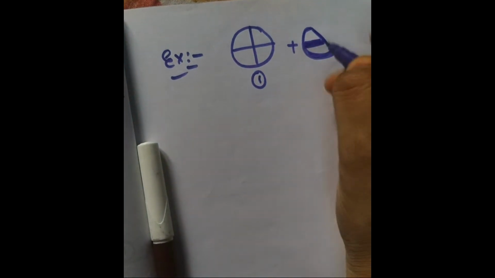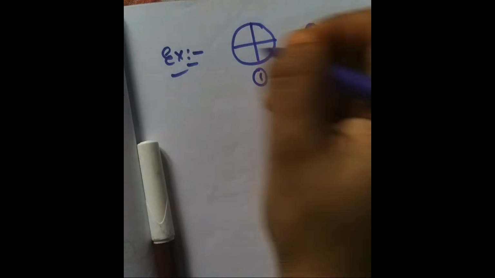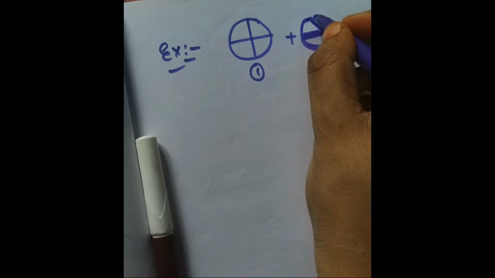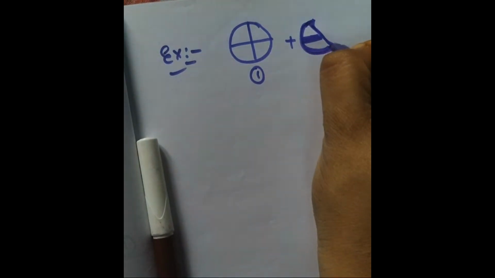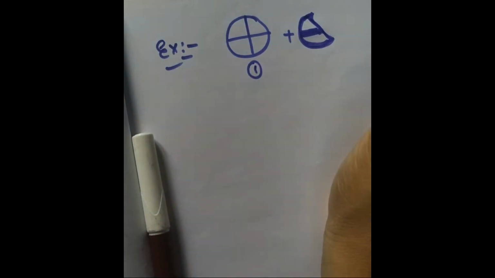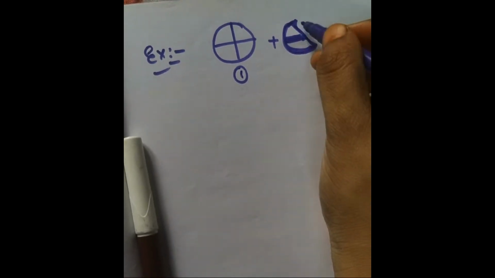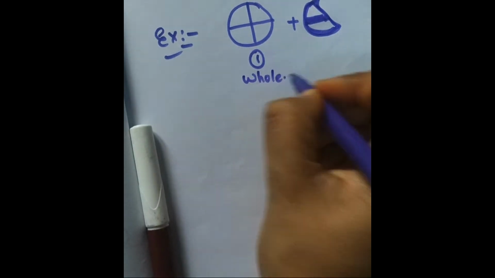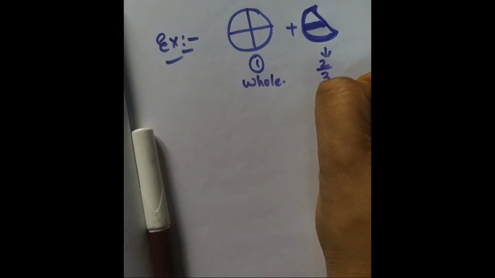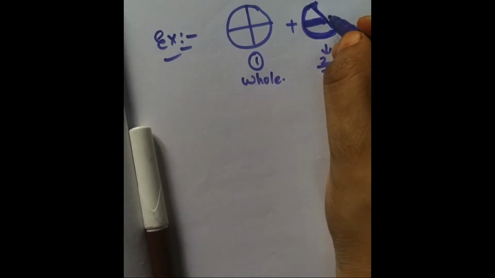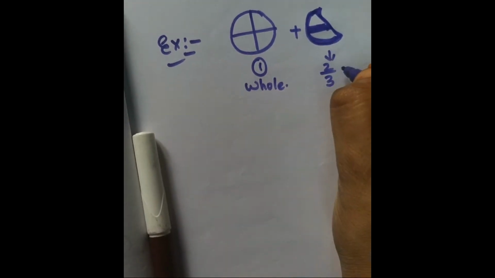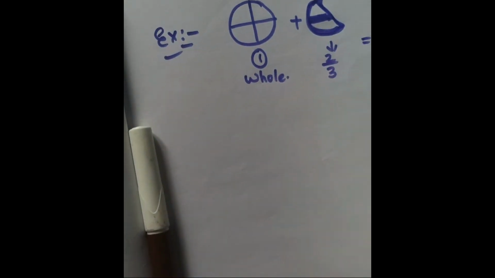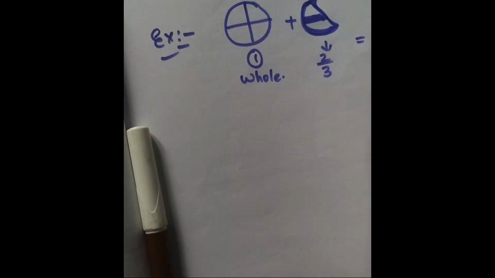Okay, this is 2 by 3, means this becomes 2 by 3. Now the circle, we have to join another part here. This becomes another part, three parts. This is one whole part, and this is 2 by 3, three parts in this circle. Okay, now 1 and 2 by 3. Okay, this becomes 1 plus 2 by 3.